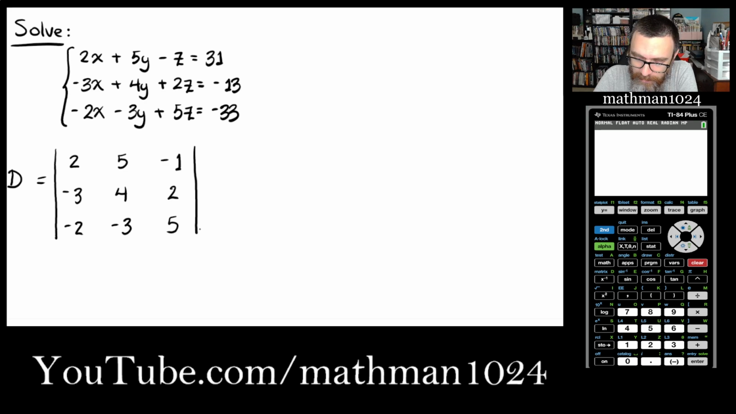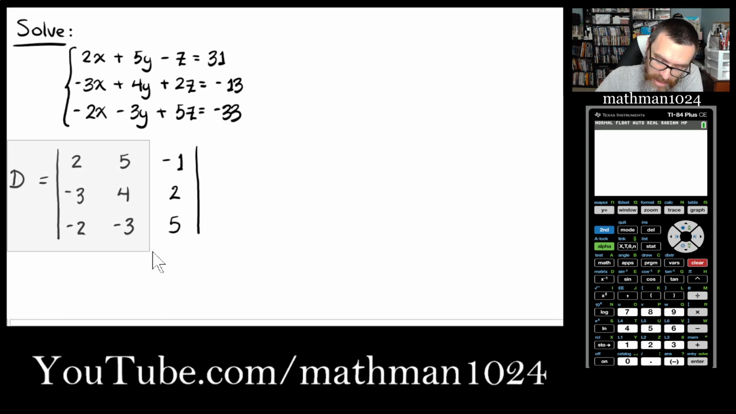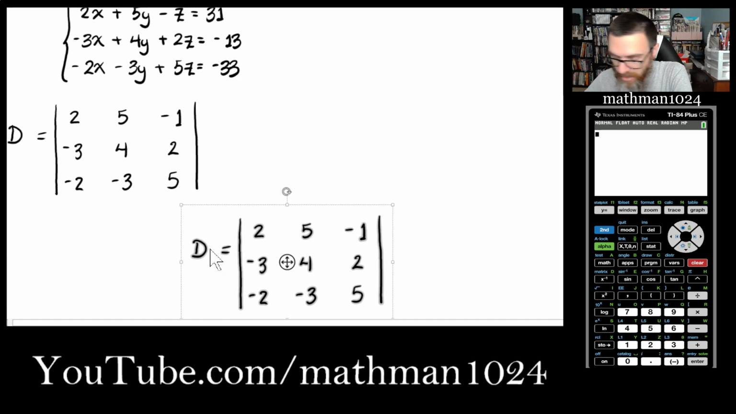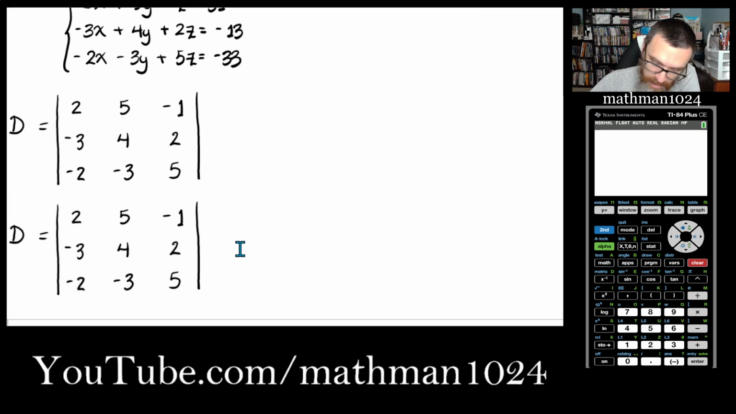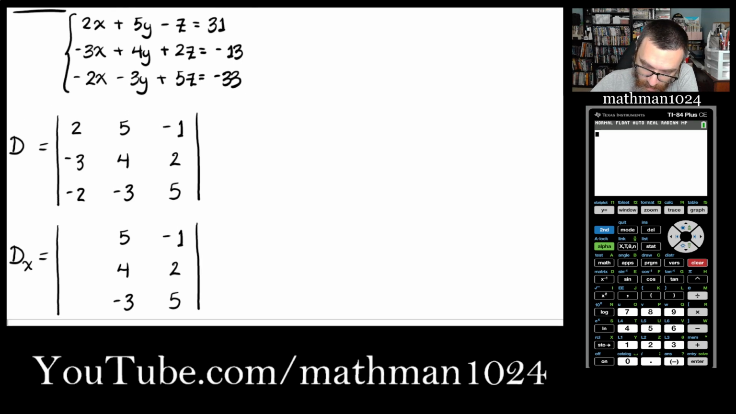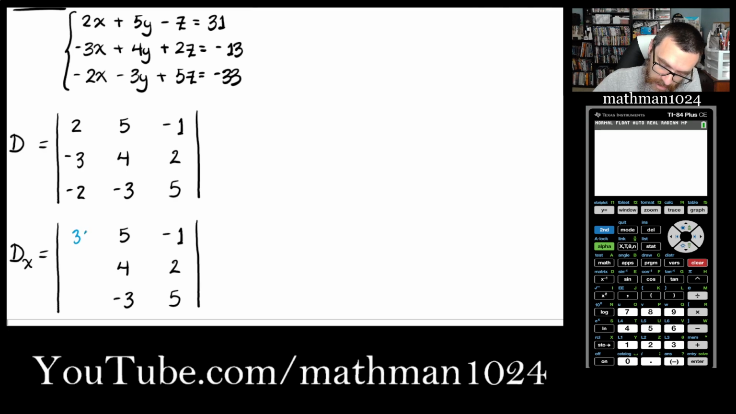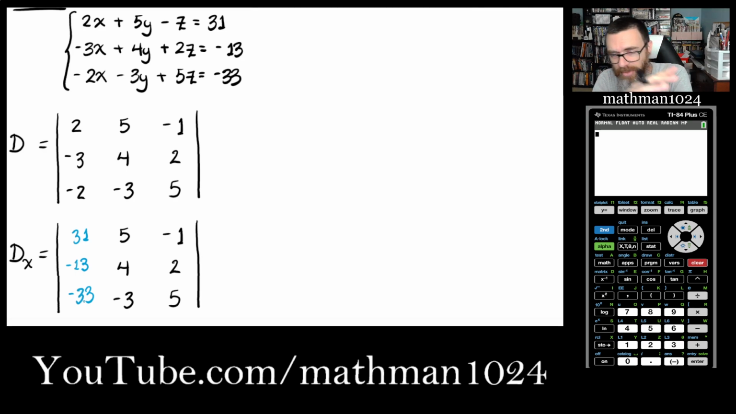But you know what? We're going to be smart about things, so I don't have to keep rewriting. If I copy this guy right here and paste, we're going to make an adjustment here. For the one for x, I'm going to erase all the stuff that's in the x column and replace it with the constants that I have in my equations. So that's going to be 31, -13, -33. And I'll find the determinant for that, and I'll divide it by the determinant of D.